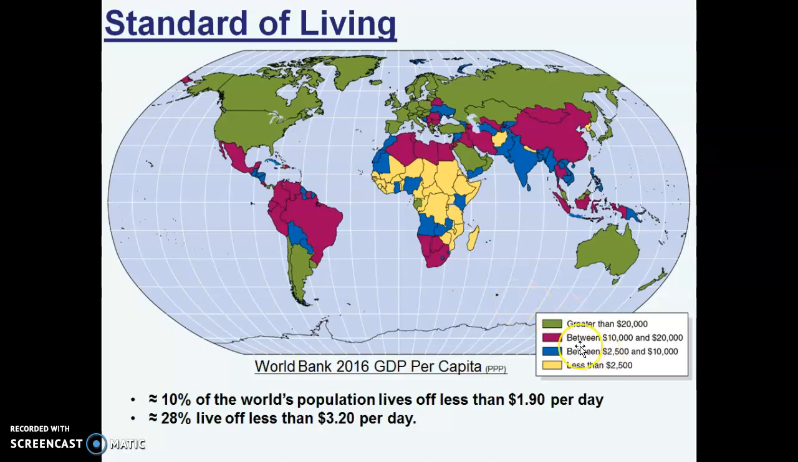Then you get into the purples here, or maroon, 10 to 20,000. So you get Mexico, you get most of South America, some parts of Africa, and China. And then you get into the blues, which are between 2,500 and 10,000. You start to get more Africa, you get India, parts of Central and South America, and then less than 2,500, the absolute poorest countries in the world, and you almost exclusively get Africa.